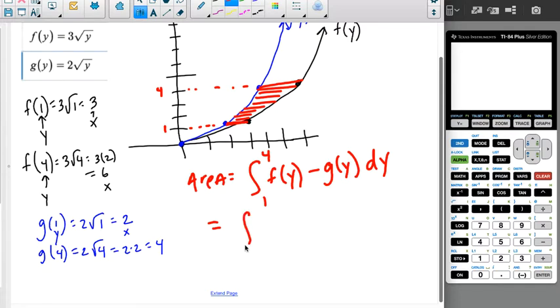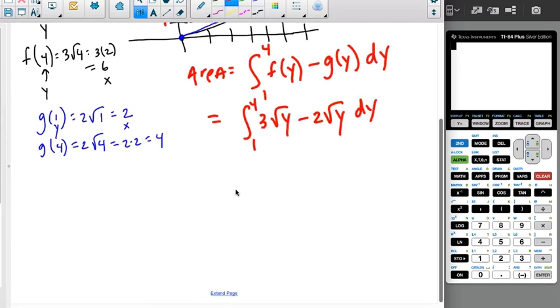An interesting thing here, though, is you can actually make your life a little easier, because 3 root y minus 2 root y is just a root y. They're both root y. That's 3 of something minus 2 of the same thing. So you could make this the integral from 1 to 4 of the square root of y with respect to y.